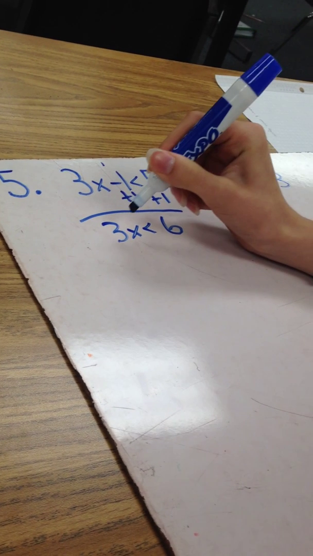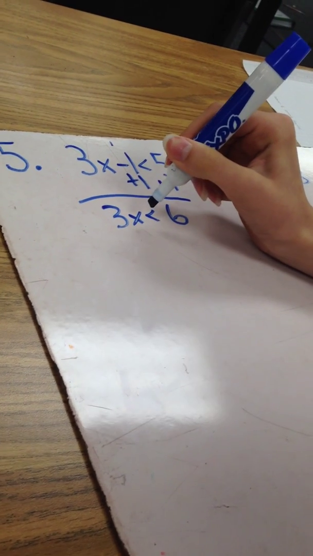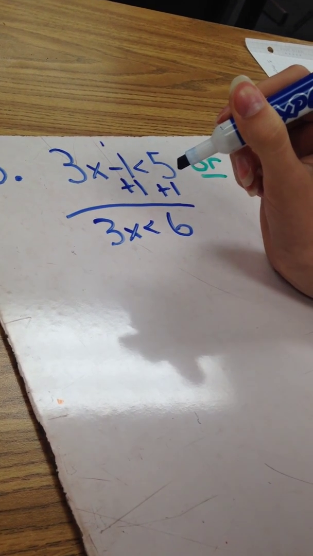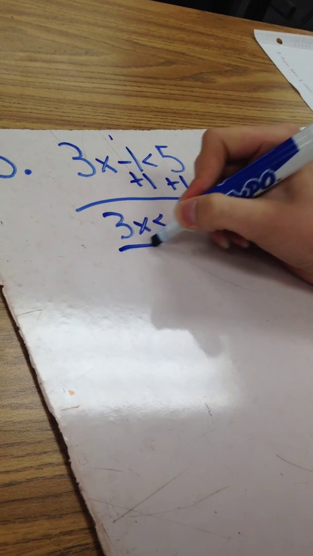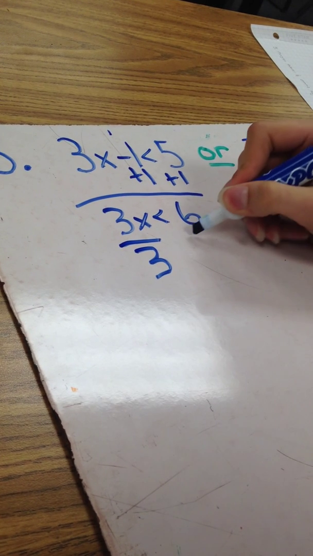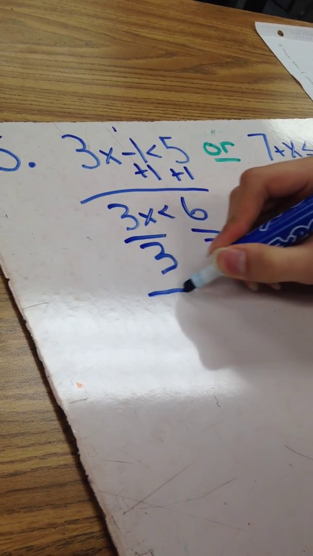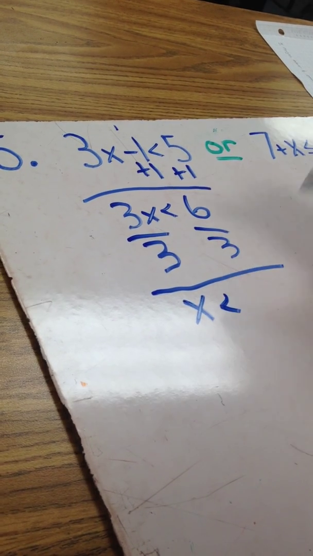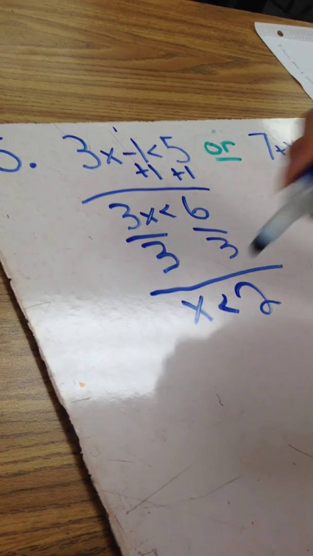Now, 3 is still connected to the x, so we have to divide it by 3 because division is the opposite of multiplication. So we're going to divide by 3. And now we're left with x is less than 2. So that's good for that equation.